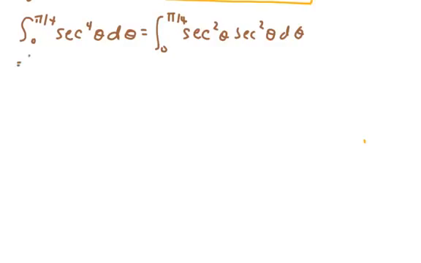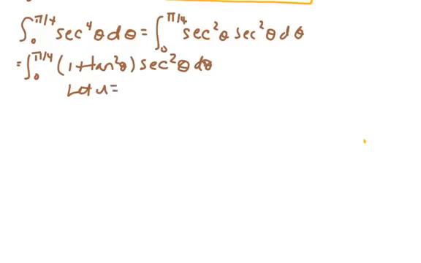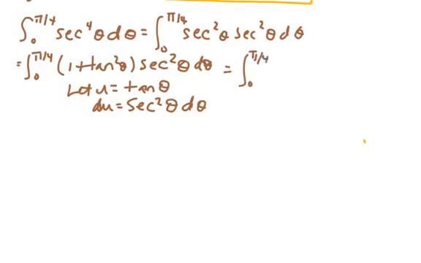So this is 1 plus tangent squared theta times secant squared theta d theta. We're going to let u equal tangent of theta, because the derivative of that is going to give us exactly what we need to knock off, which is secant squared theta d theta. So I can rewrite this integral now and use the power rule, which is so much easier, right? Which is fine, but we just have to make sure we have our limits in terms of u then.